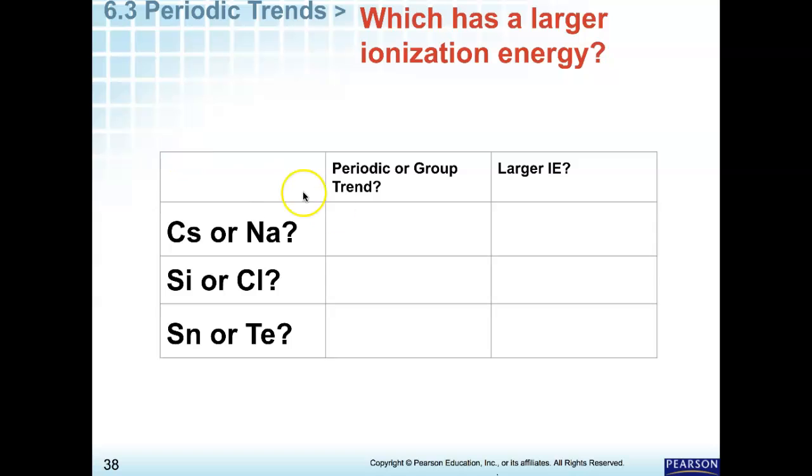So we're definitely looking at a group trend here. Cesium is further down in the group, so that means its outermost electrons are further away from the nucleus. There's more shielding involved, so those electrons are super easy to snatch off. So sodium then would have the larger ionization energy. Pause this video and do the other two.